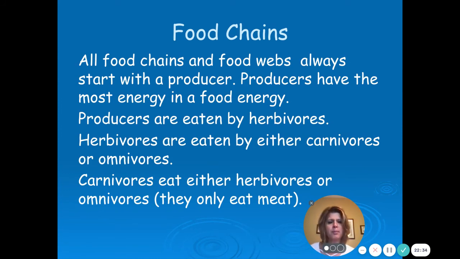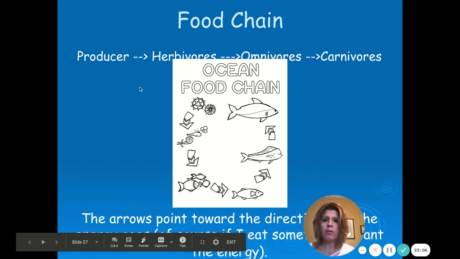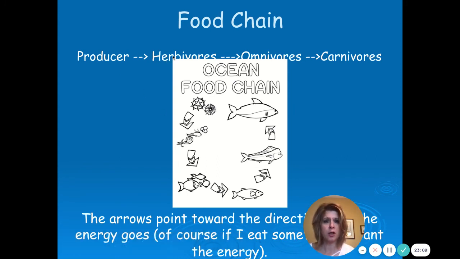Let's do that again. All right, producers are eaten by herbivores because they eat plants. Now, herbivores, our plant eaters, are either eaten by carnivores, our meat eaters, or by omnivores that eat both meat and plants. So herbivores have two eaters. Carnivores are our meat eaters, and they eat herbivores or omnivores. They only eat meat. Looking at it, producers go to herbivores, herbivores are eaten by omnivores, and omnivores can be eaten by carnivores, but they also can be eaten by herbivores.